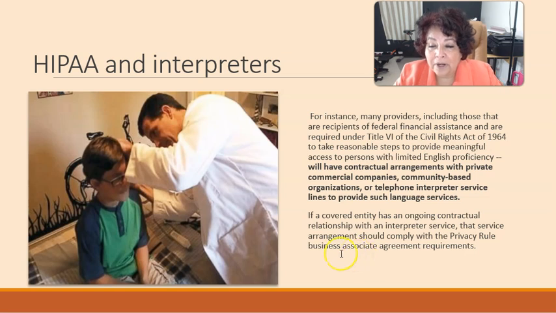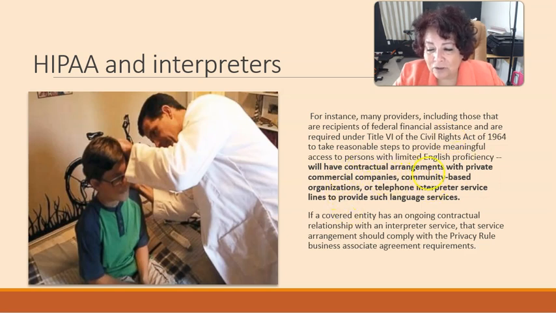Also very important, here it gives you another reference to the law. Very, very important that it says that under the Civil Rights Act of 1964, all organizations need to take reasonable steps, meaning to provide meaningful access to a person with limited English proficiency. This is a law. Even though we're in a tough political climate, this is still the law.